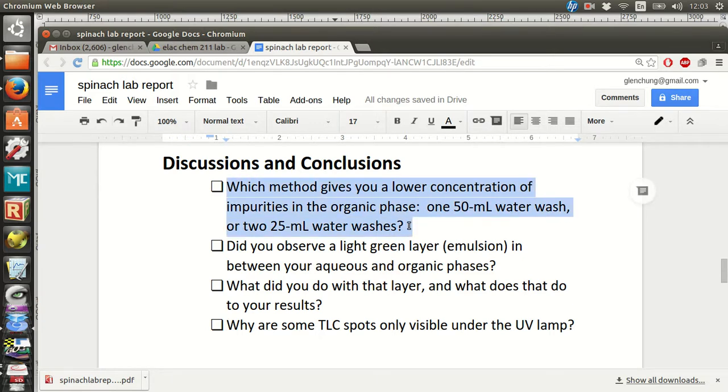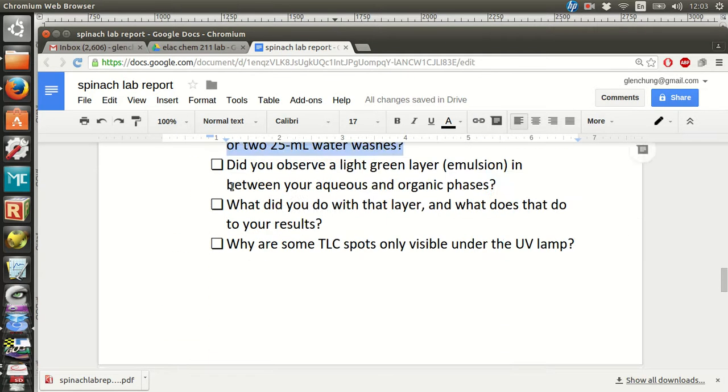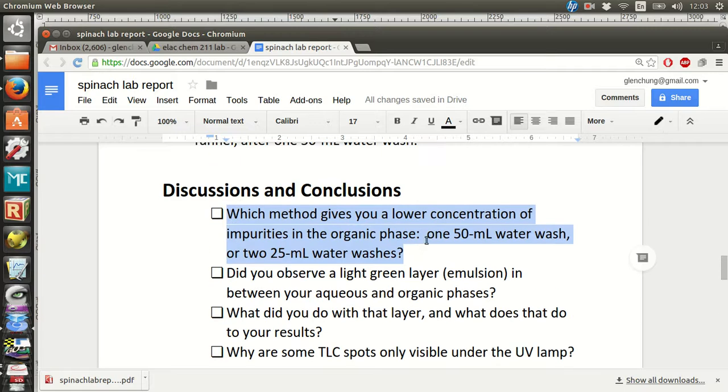In the discussion and the conclusions, please compare those 2 X's that you get from the sample calculations and say what's better to do, 1 50 milliliter wash or 2 25 milliliter washes, if you're trying to remove organic polar impurities from the organic phase, or the organic layer.